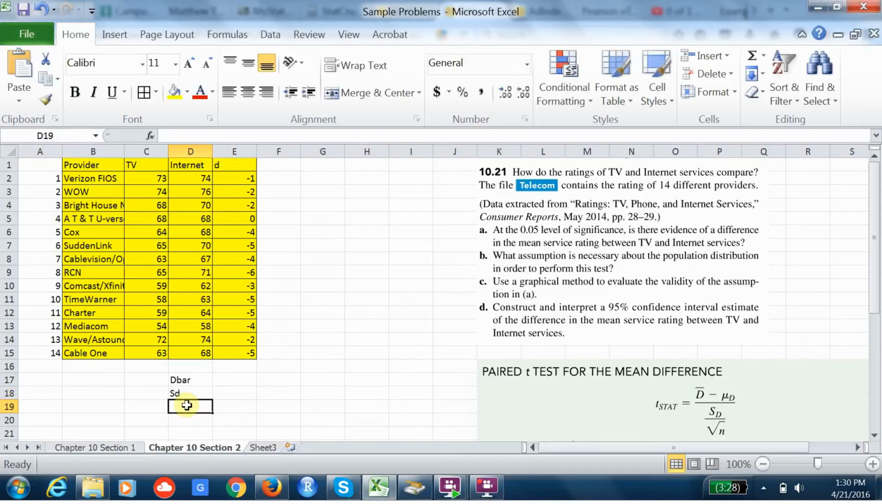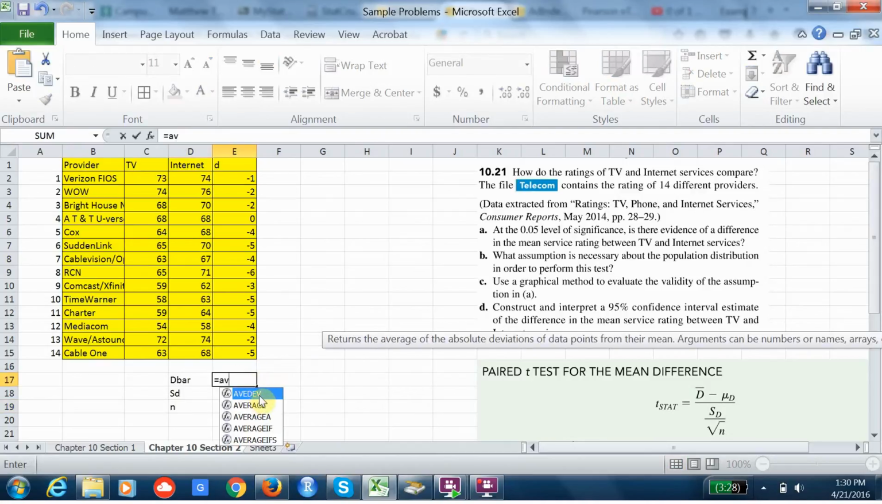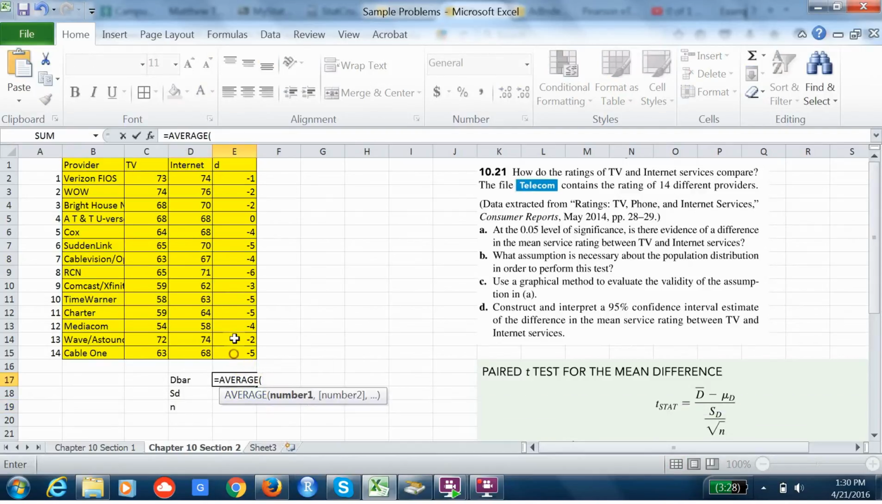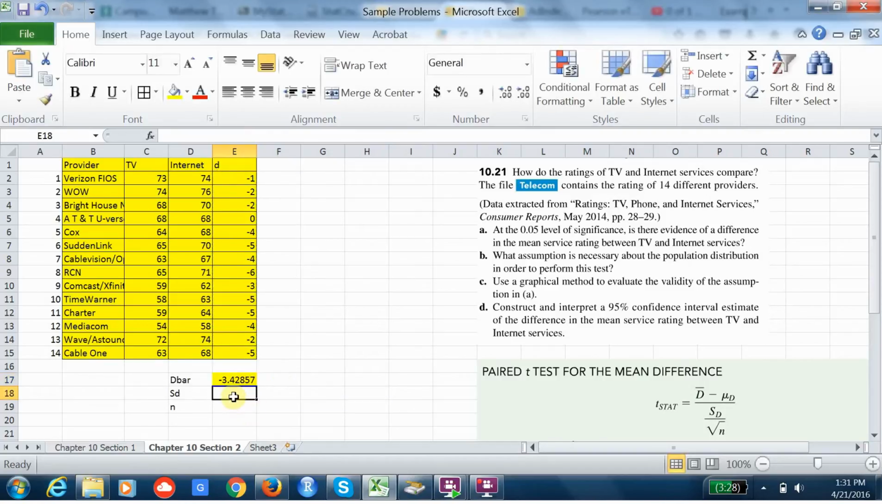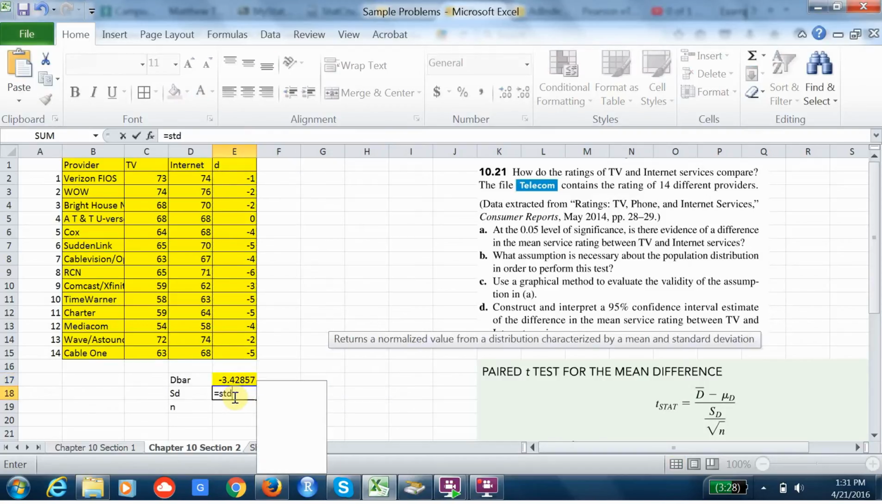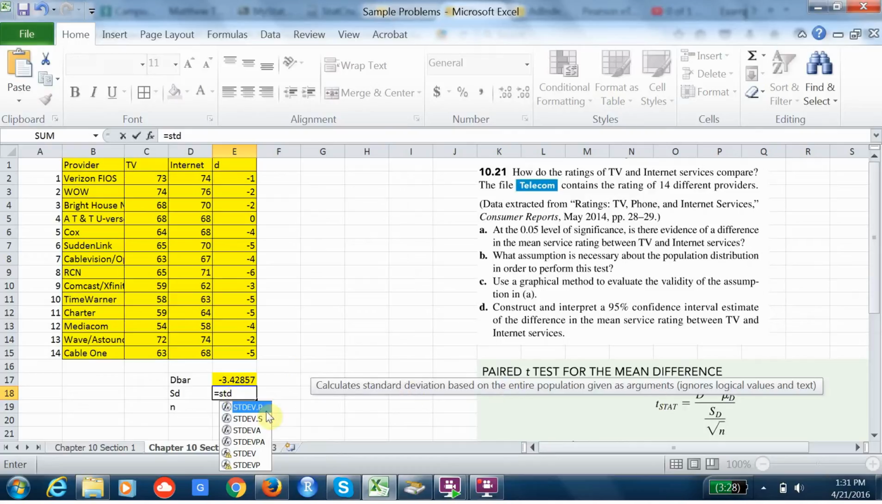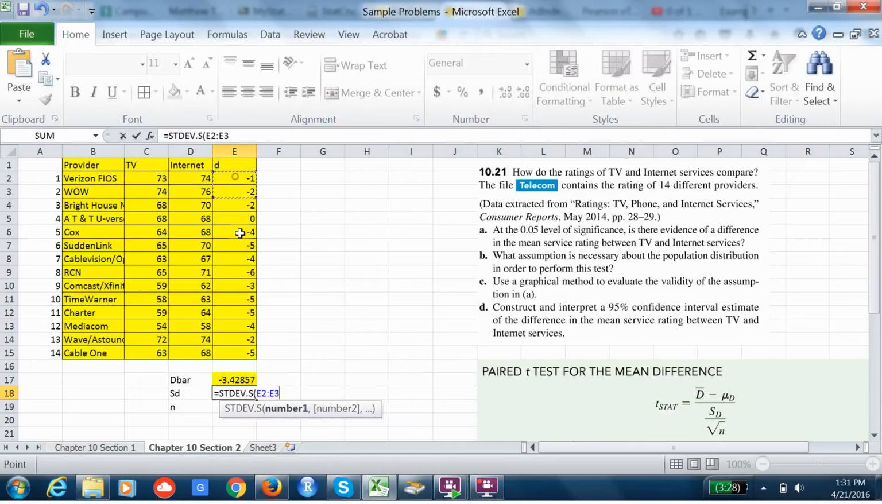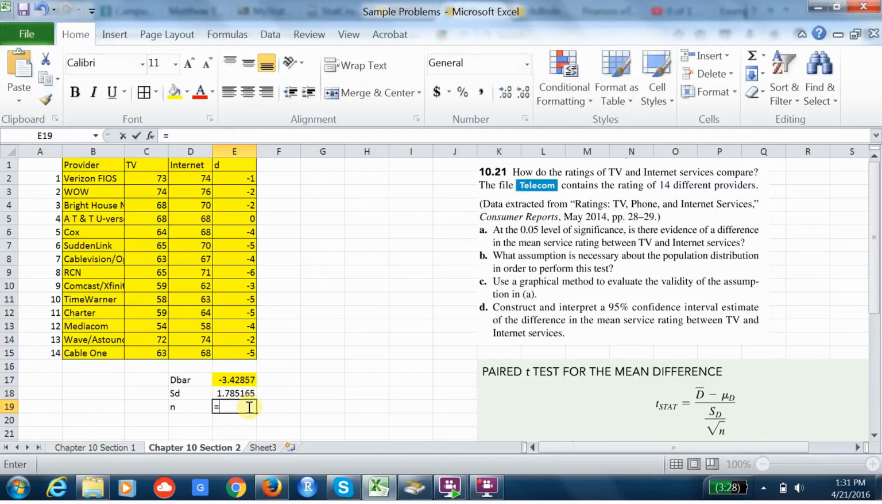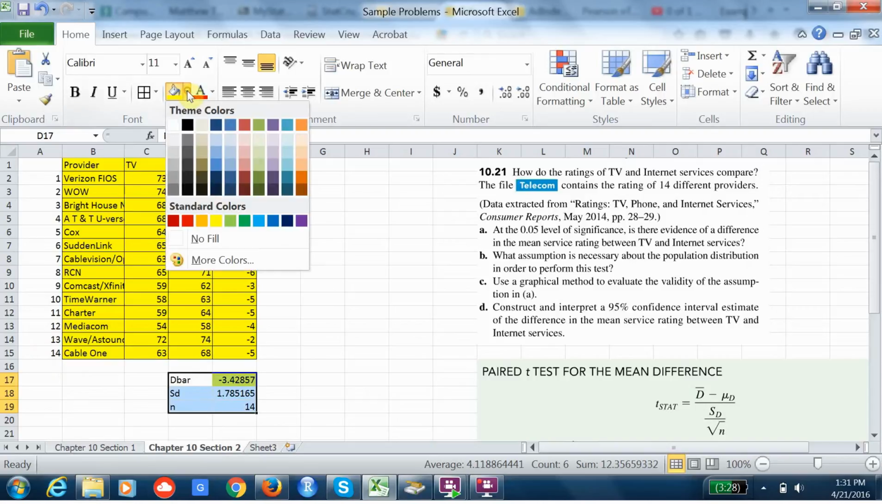And then finally N. So I'm going to take the average of the differences. That's D bar. Okay, I'm going to take the standard deviation of the differences. That's going to be S sub capital D. And finally, my sample size is 14. Just click on it there. Okay. And now we basically have everything we need to actually work the problem.